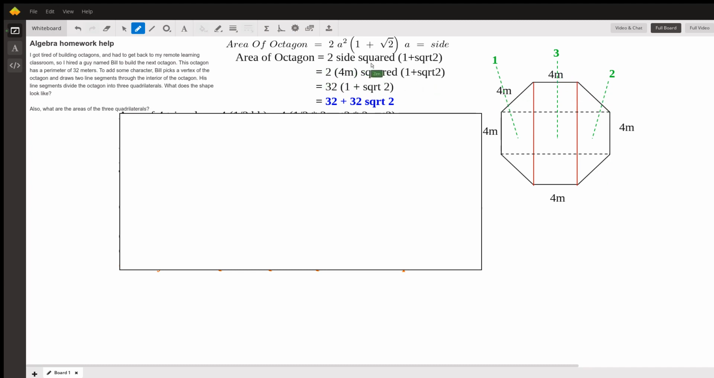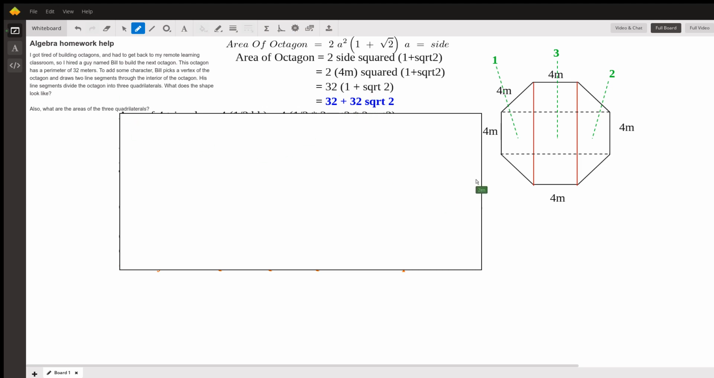And so literally by just placing that 4 meters into this formula, we're able to see that the total area of this octagon is 32 plus 32 square root of 2. Now I'm using this notation here, SQRT, to mean square root of 2. It's just a notation for quick analysis.